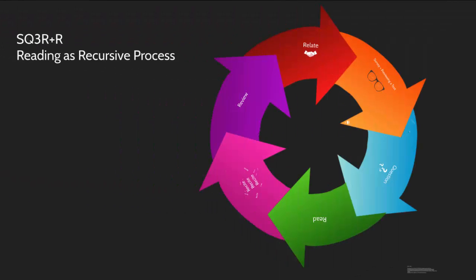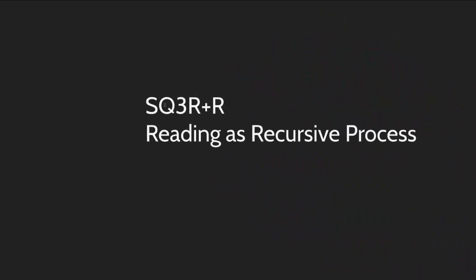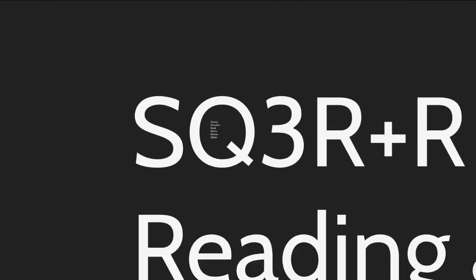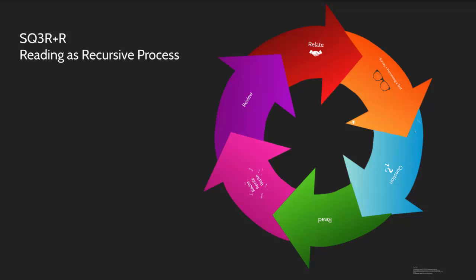Reading is a recursive process that consists of pre-reading, reading, and rereading. We call this process SQ3R+R, or survey, question, read, recite, review, and relate. In this presentation, we will review each of these terms and how the SQ3R+R process may be used to help guide our reading processes, as well as explications and analyses of texts.